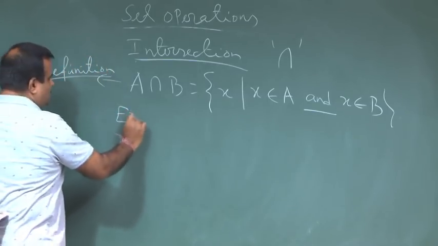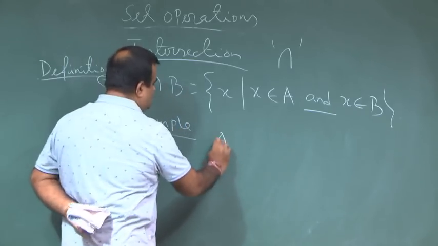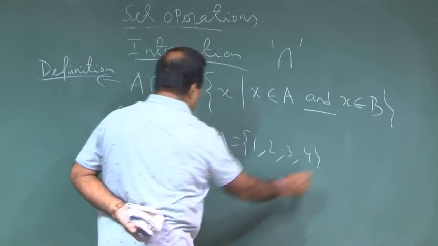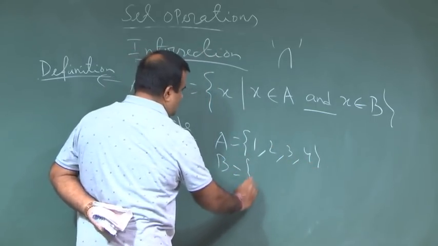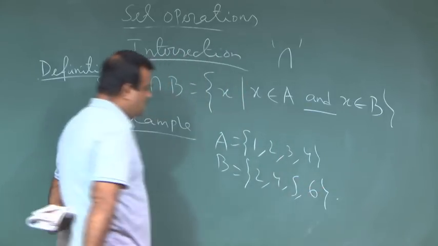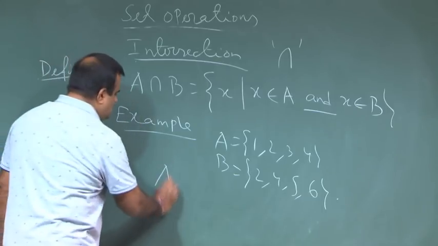Now, the example is, if we have the set 1, 2, 3, 4, and this set 2, 4, 5, 6, then what is the intersection?